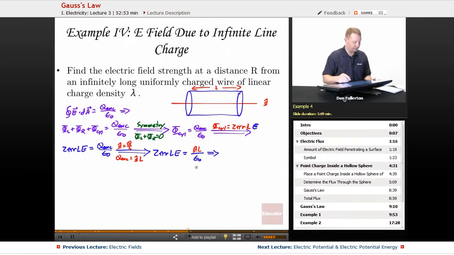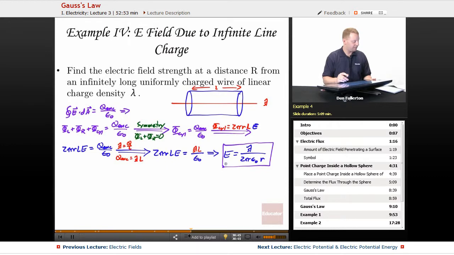Or solving for the electric field, E equals lambda over 2 pi epsilon naught r. Same as the answer we reached using that point charge summation in the previous lesson, but so much simpler, easier, slicker, quicker, and much more intuitive too. Gauss's law is a very, very powerful tool.